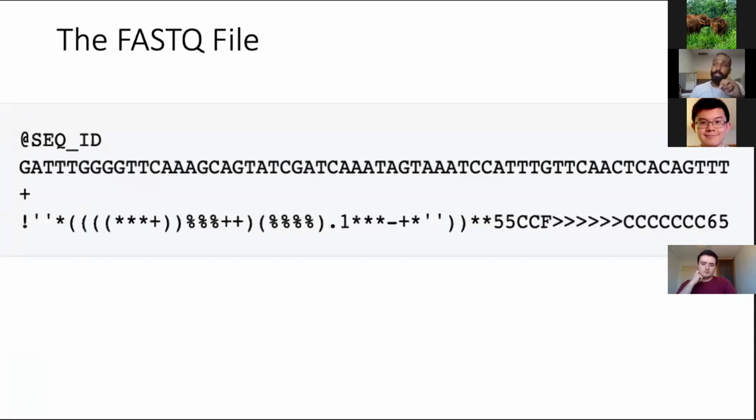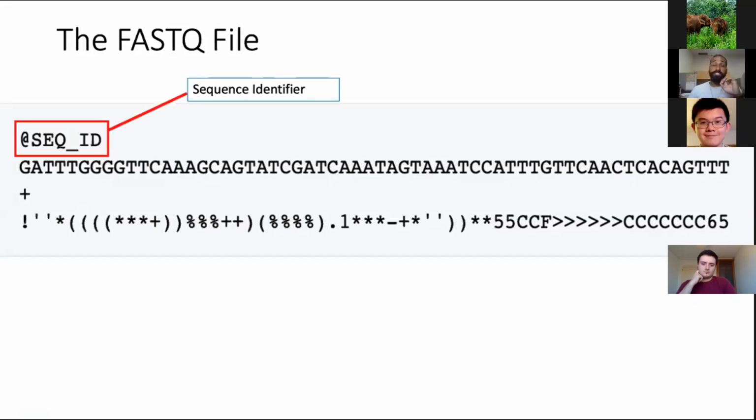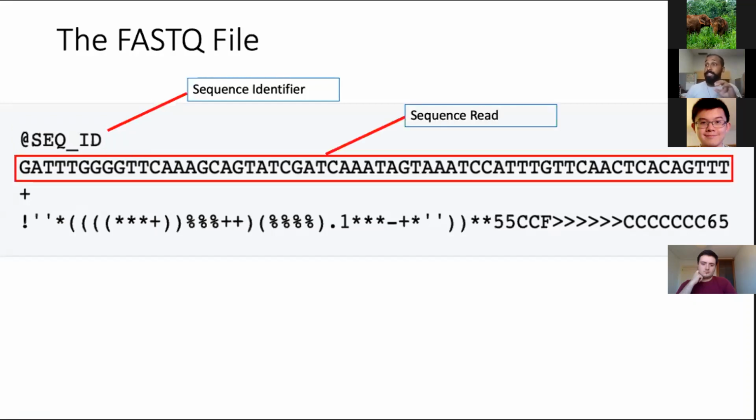Firstly, the FASTQ files contain the sequences read by the sequencer, as I mentioned earlier. So there are 4 lines in a FASTQ file per read. The first line is the sequence identifier, which will usually list the machine used, the run number, the flow cell ID, everything that has to do with the sequencer. The second line of the FASTQ file is the actual read that the sequencer read, the string of nucleotides.